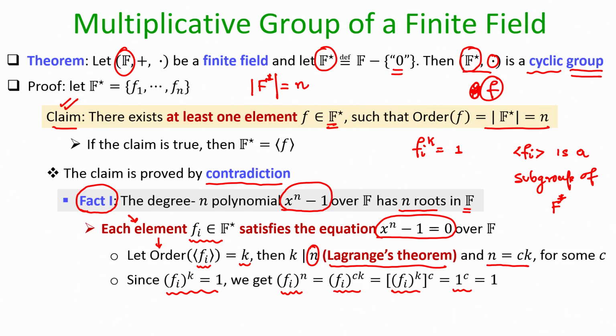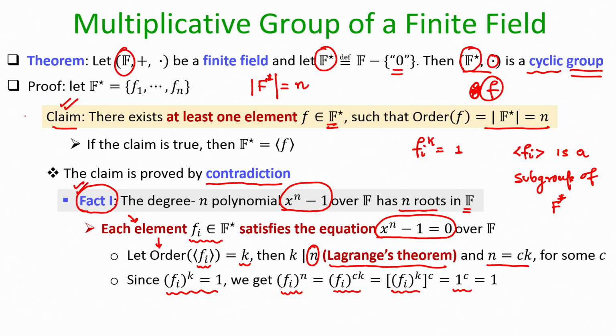That means I have shown that f_1 is a root of x to the power n minus 1. I have shown that f_2 is also a root of the polynomial x to the power n minus 1, and f_n is also a root of the polynomial x to the power n minus 1. That means I have shown you n roots. So that shows that this fact is true.